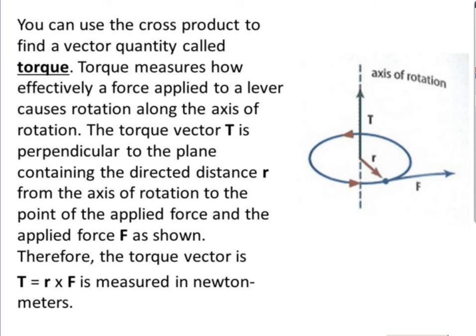The torque vector T is perpendicular to the plane containing the directed distance r from the axis of rotation to the point of the applied force, and the applied force F as shown. Therefore, the torque vector T is equal to r cross F, and this is measured in Newton meters.